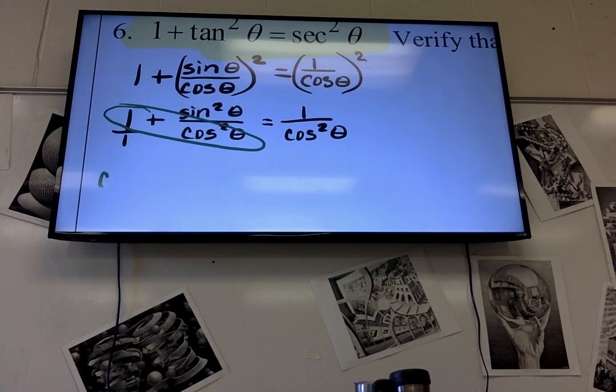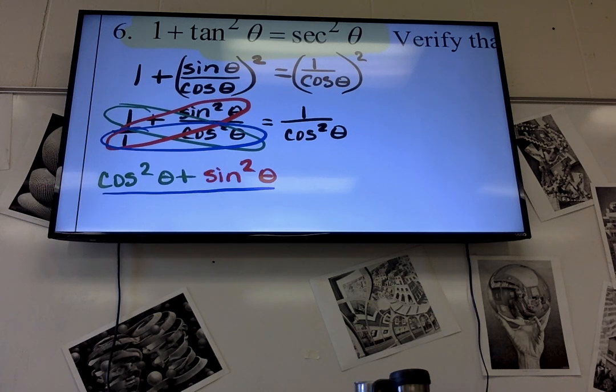1 times cosine squared is cosine squared. Then whatever symbol it was in between them is plus. These two multiply together. 1 times sine squared is sine squared. And then over, the bottom two multiply together. 1 times cosine squared is cosine squared. I'm just bringing the other side down.